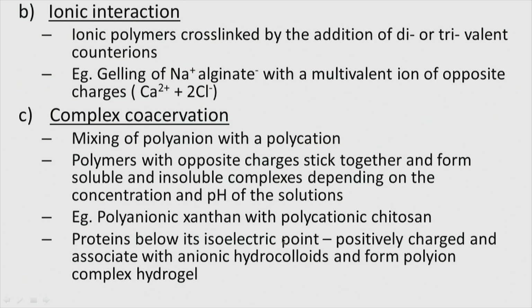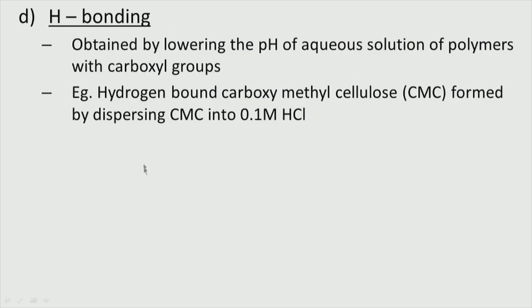Proteins below their isoelectric point are positively charged and associate with anionic hydrocolloids and form polyion complex hydrogels. So, you are creating this positive charge on proteins below their isoelectric points, and I can add anionic hydrocolloids so that they form a complex hydrogel. These are all ionic types of bonding. Hydrogen bonding is obtained by lowering the pH of an aqueous solution of polymers with carboxyl groups, for example carboxymethylcellulose formed by dispersing CMC in HCl. So, we have both.